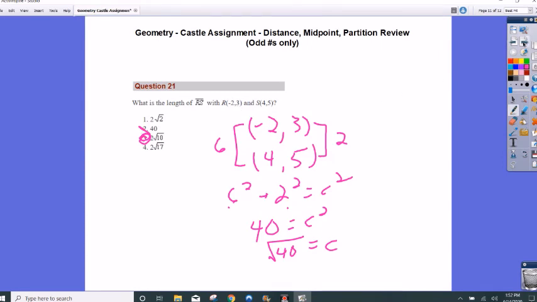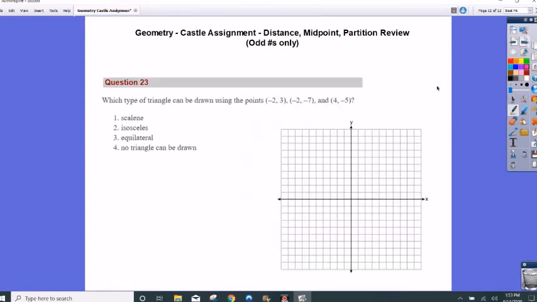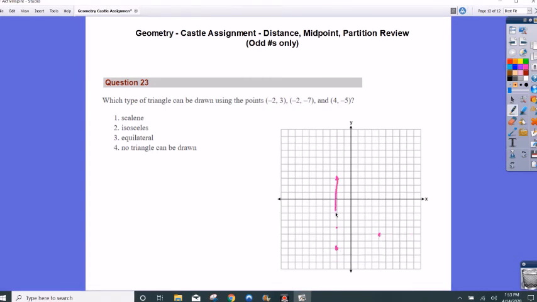All right, 23, the last one I'm going to do for this one. Which type of triangle can be drawn using the points (-2, 3)? I'm going to actually plot this out. (-2, 3). (-2, -7). And (4, -5). So roughly there's our triangle. Now, obviously, it's not going to be number 4 because we can draw a triangle. You see it right there.